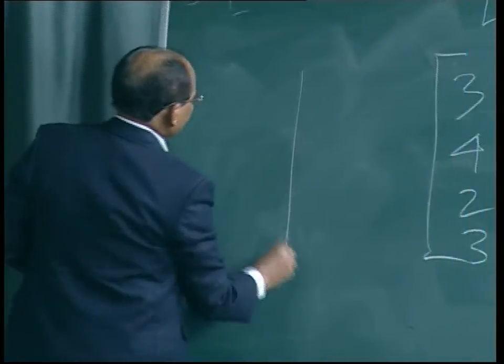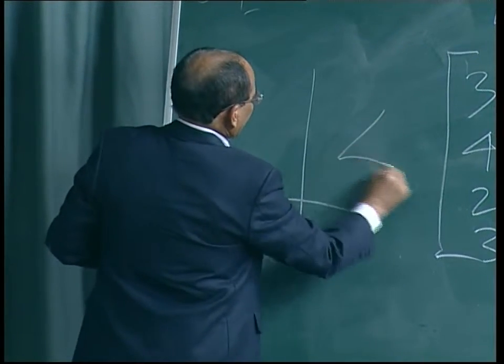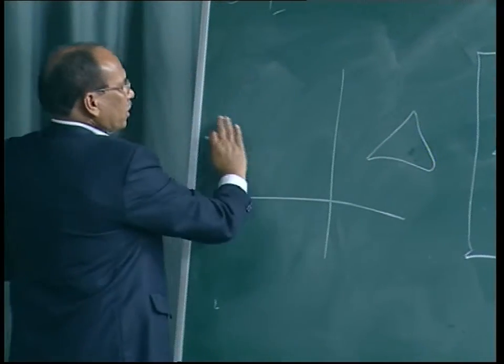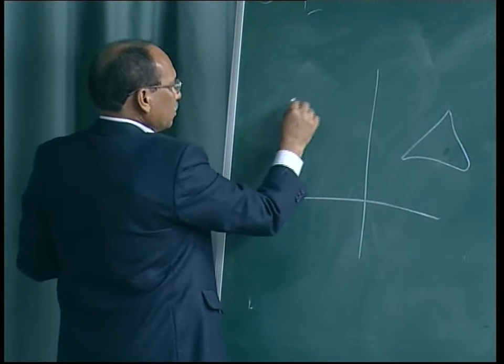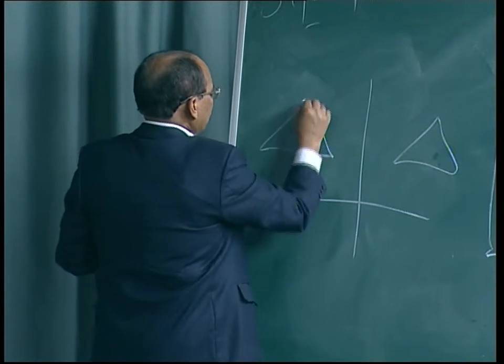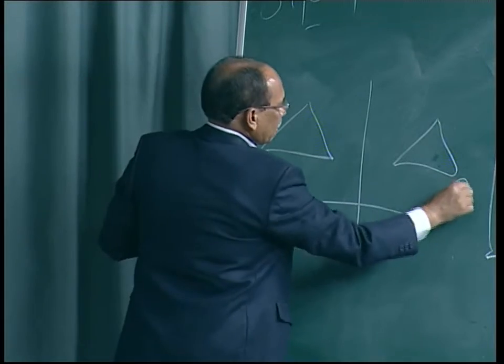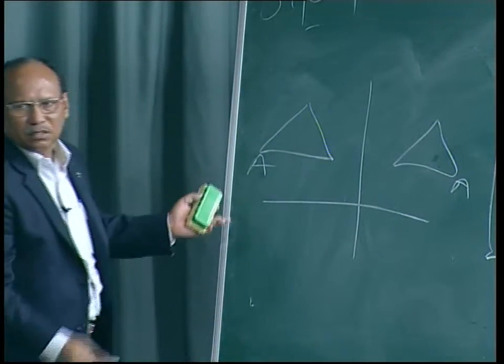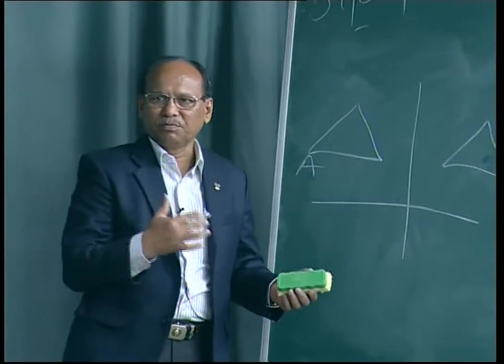What does it mean? It means that this triangle is moving like that. Yes, is it not? So it will be like that. This A, if it is A, this A will come here. Okay. So this is flipping.